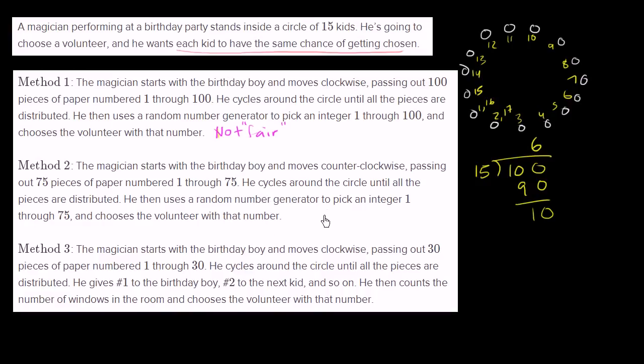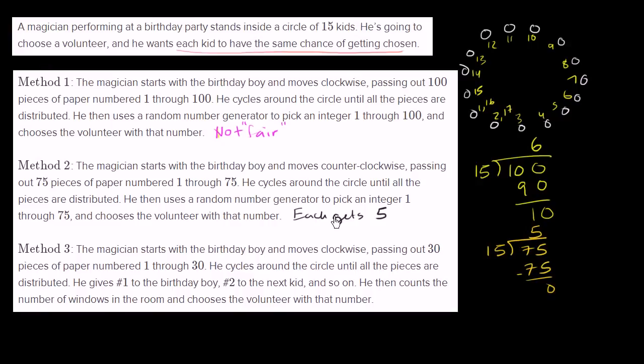Well, method 2 is the same as method 1, except instead of using 100 pieces of paper, we're using 75 pieces of paper. And so we have to think about, is 75 divisible by 15? And 75 is. 5 times 15 is 75. So in this situation, each student is going to get 5 pieces of paper. Each gets 5 pieces of paper.